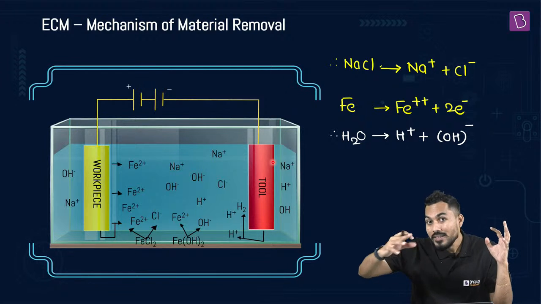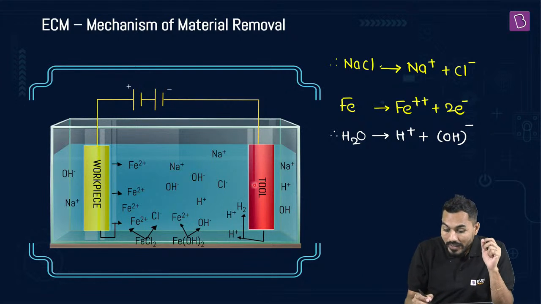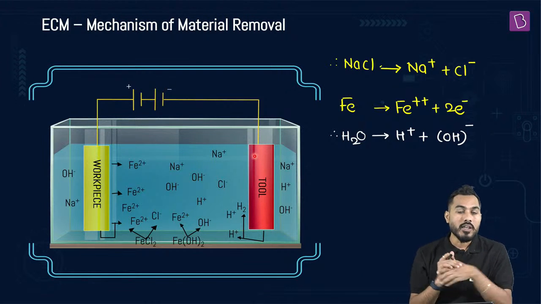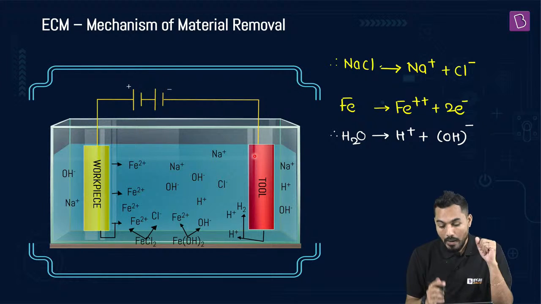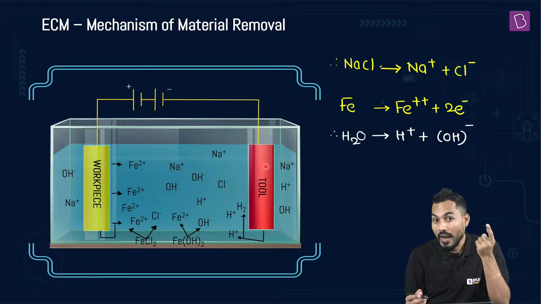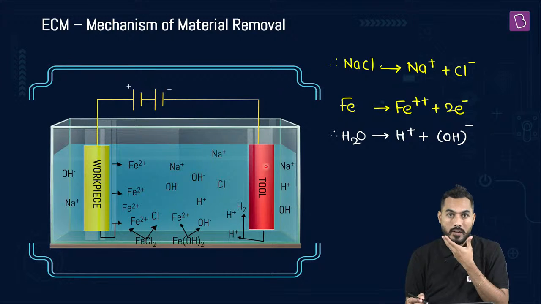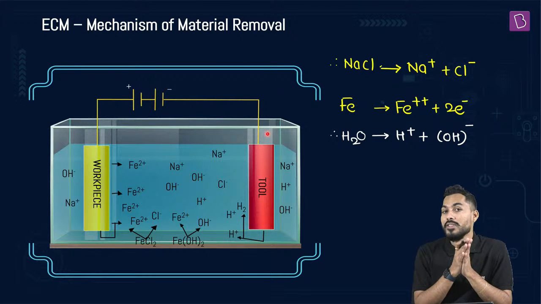And whenever these ions are getting attracted, they'll get deposited on the tool material, because we know that opposites attract each other. That's what happens in real life. The same thing happens here. The positively charged ions will get attracted to the tool and they get deposited. And therefore, one more new layer will be generated.